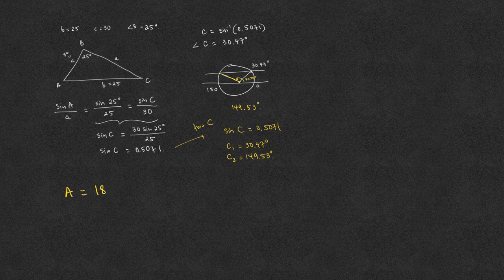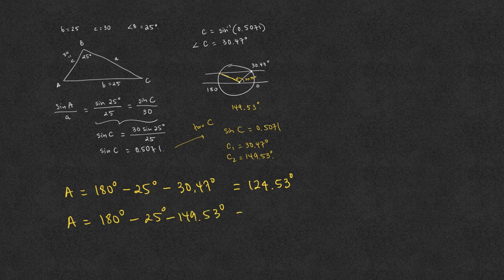A is 180 degrees minus B, 25, minus C. If we use C as 30.47 degrees, then A is 124.53 degrees. If we were to use another angle C, then A is 180 degrees minus 25 minus 149.53 degrees, and this will give us 5.48 degrees. And so this might still be possible. We then need to find a as well.